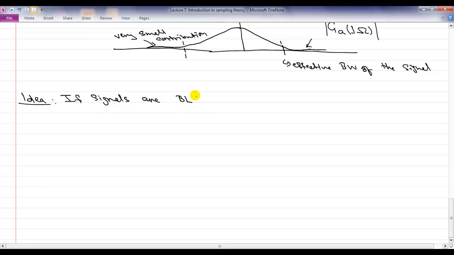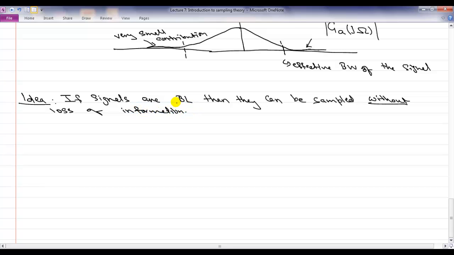The main thing that we'll study in this class is that if signals are band limited, then what you should really think of is that the signals can't fluctuate beyond a certain range. And if that is the case, then they can be sampled or converted or digitized, whatever term you want to use, without any loss of information. The focus here is loss of information. You can always sample a continuous signal, but you don't want to lose information.